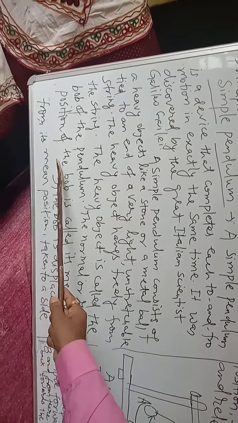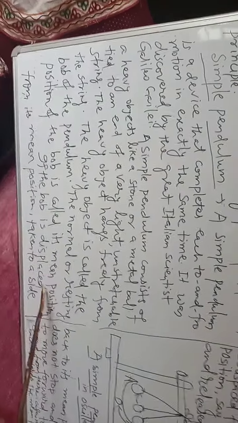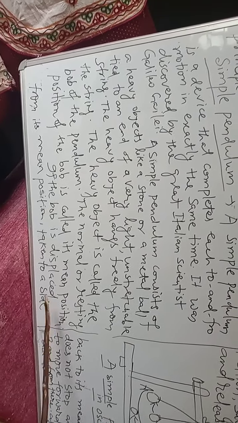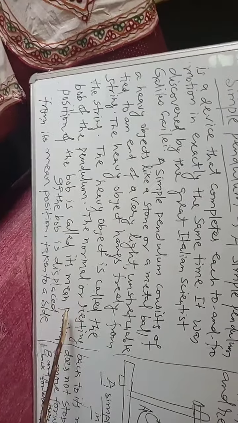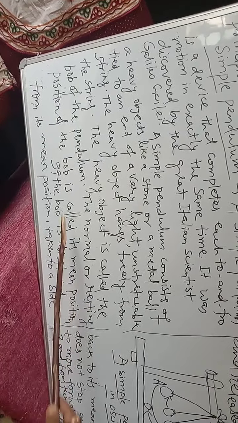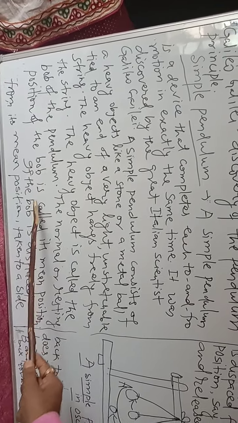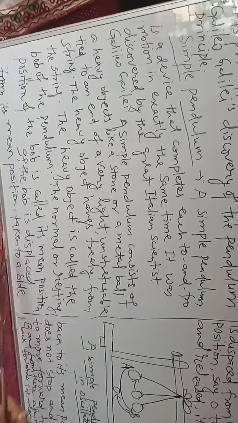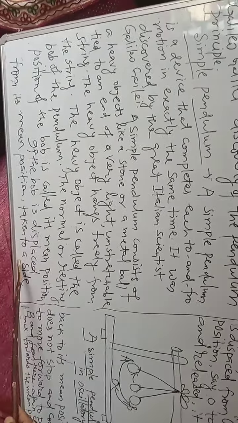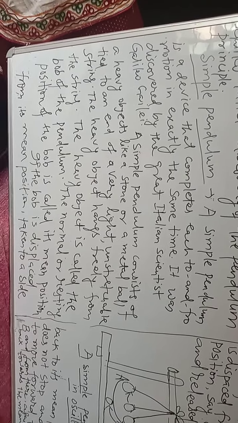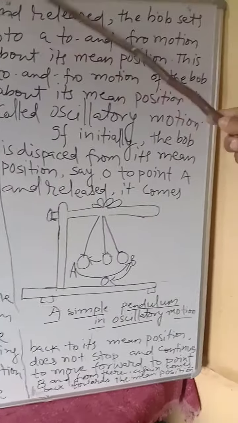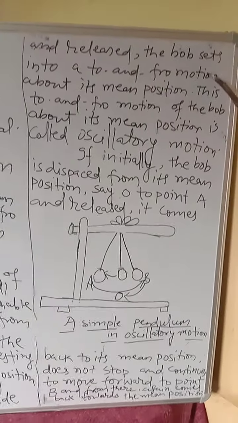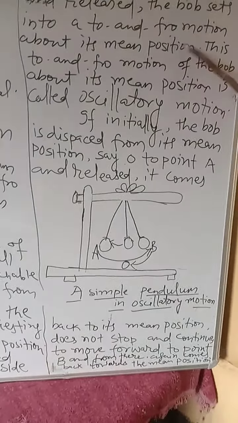The normal or resting position of the bob is called its mean position. To whom do we call the mean position? The normal or resting position of the bob is called its mean position. If the bob is displaced from its mean position, taken to a side and released, the bob sets into a to and fro motion about its mean position.